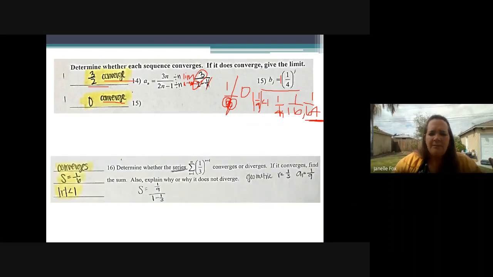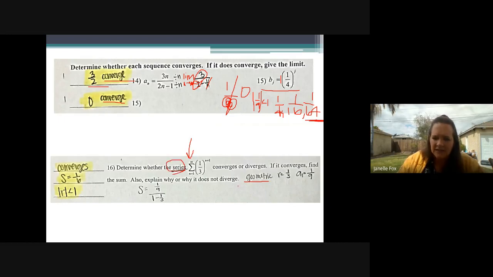Okay. Number 16. It says determine whether this series converges or diverges. Kind of the same thing, like a revisit of number 15. This is, in fact, geometric. We are taking a 1/3 and multiplying it by the 1/3, so it is for sure geometric. What does the series converge to? This is a series, not a sequence this time.